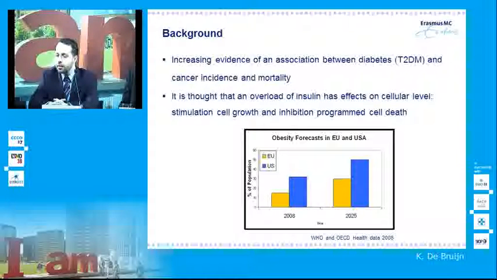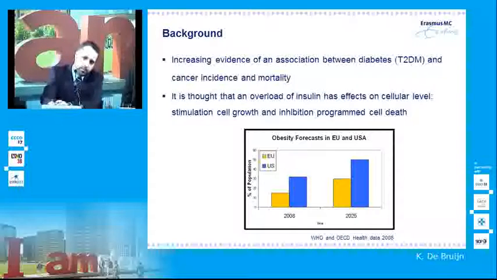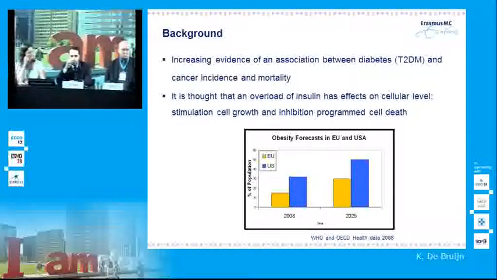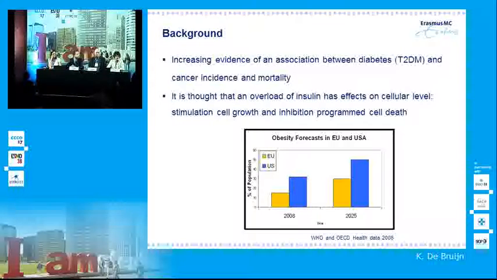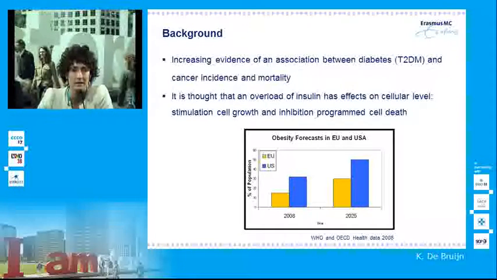incidence and mortality. It concerns different types of cancer, and the strength of the association depends on the type of cancer. In obesity, hyperinsulinemia exists, and it is thought that this overload of insulin has effects on the cellular level, in a way that it stimulates cell growth and inhibits programmed cell death, and in this way it can stimulate carcinogenesis. With the obesity forecasts, as you can see, they are only rising, and if indeed this association between obesity, diabetes, and cancer is true, then this is not a very good perspective for the future.